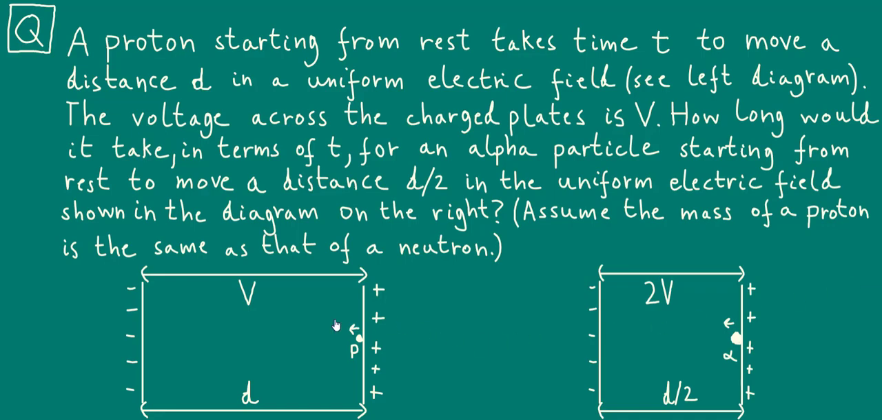So you can see in this diagram on the left here, this is for the initial scenario of a proton moving in an electric field. And the diagram on the right here is for the second scenario of an alpha particle moving in its electric field. Notice that the distance between the charged plates here is half as big as the distance d on the left here. And also the voltage across the plates on this right scenario here is twice as big. It's 2V compared to V over on the left here.